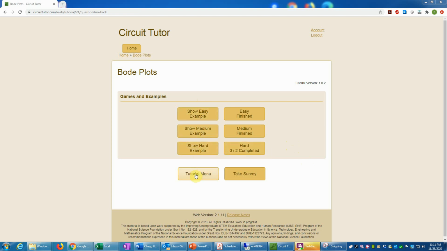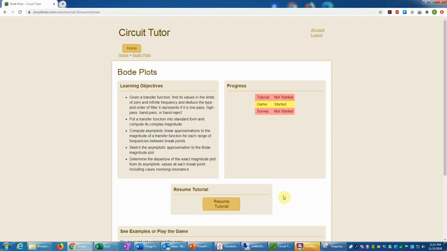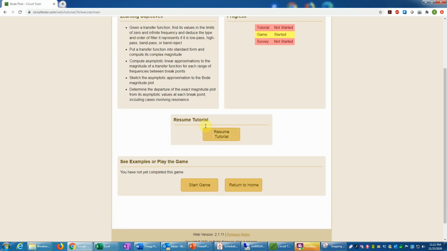Also, we recommend, of course, that you, if you have not already done so, view the introductory tutorial on Bode Plots, which is available on the main game menu.